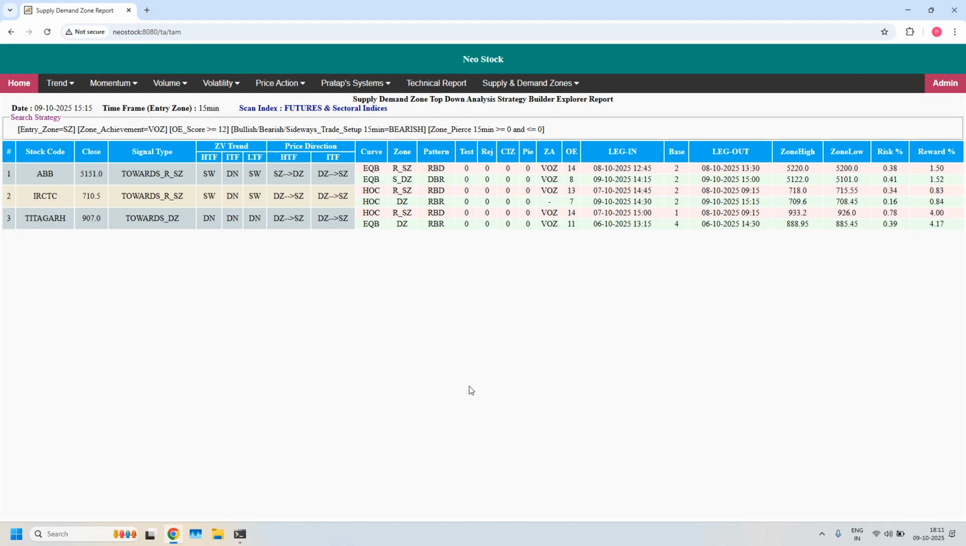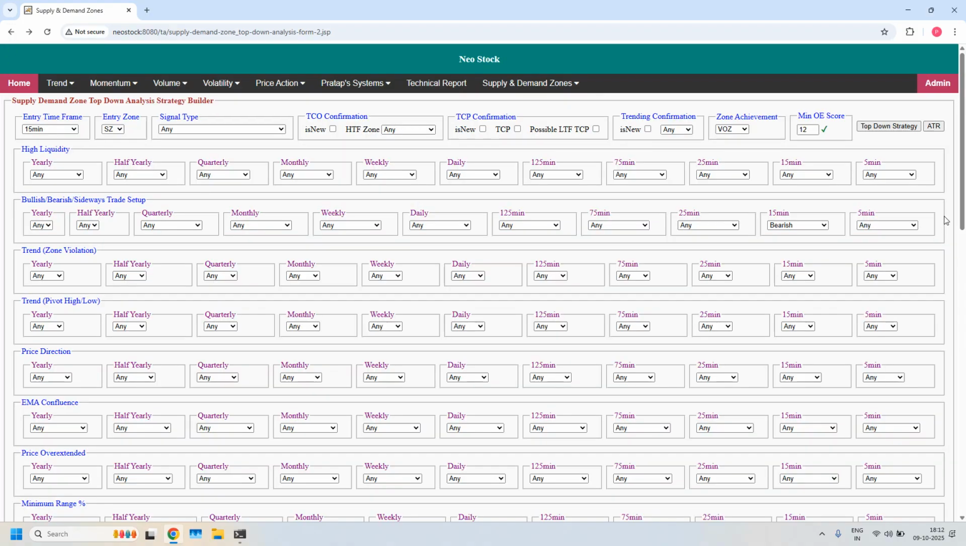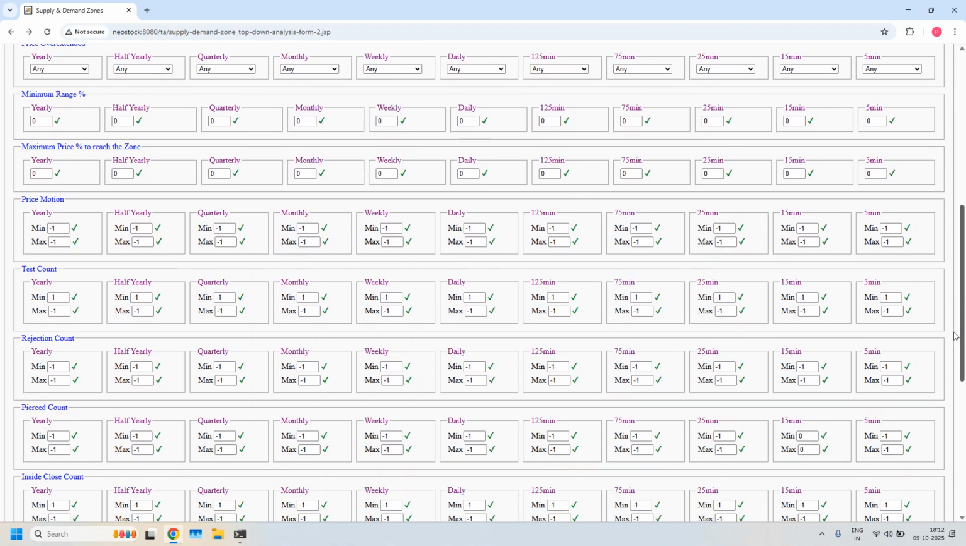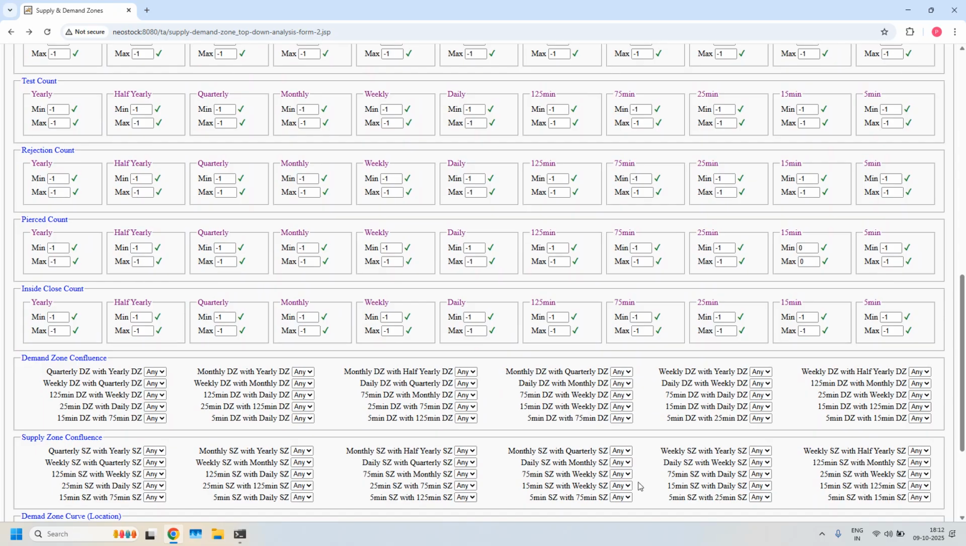Supporting bearish trade setup for daily income trade. Entry time frame zones are 15-minute supply zone. Out of these 3 stocks, how many are having more high probability to get success? That we will filter based on different zone confluence and EMA confluence strategies that you learned in lesson 27. First filter is LTF and ITF supply zone confluence. That is 15 minutes and 75 minutes supply zone confluence.